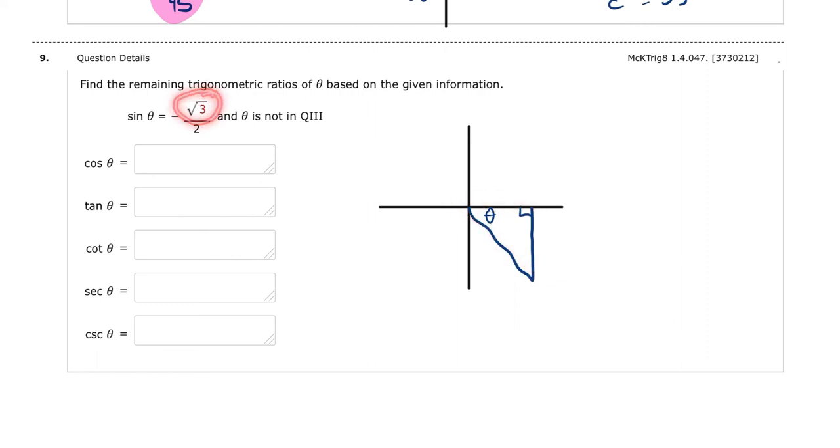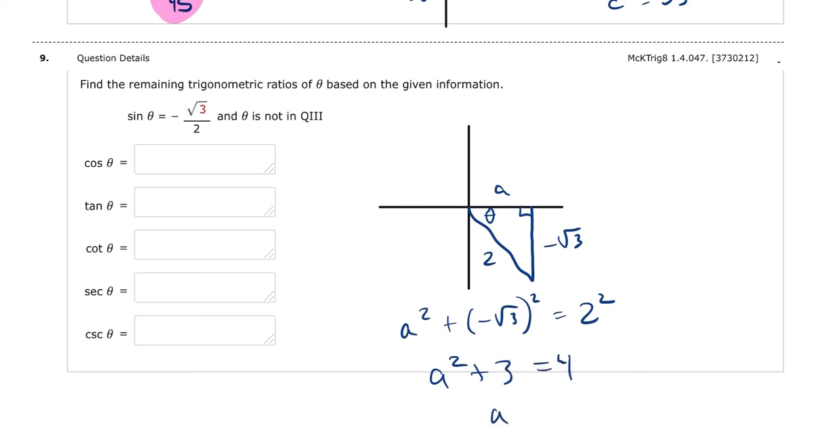This is opposite over hypotenuse. So opposite is negative radical 3 because it's going in the negative direction. Hypotenuse is always positive. All right, and then we can find the missing side once again by doing the Pythagorean theorem. A squared plus b squared equals c squared. So that's going to be a squared plus 3 equals 4. A squared equals 1. So it's got to be positive or negative, and because a is going to the right, that means it's going to be positive 1, not negative 1.